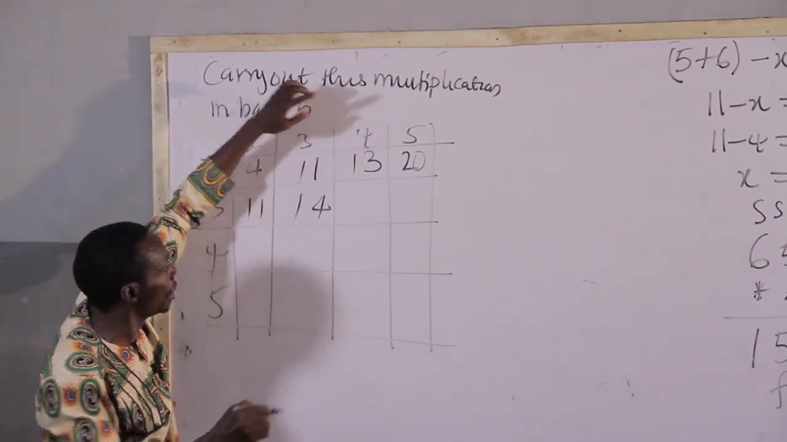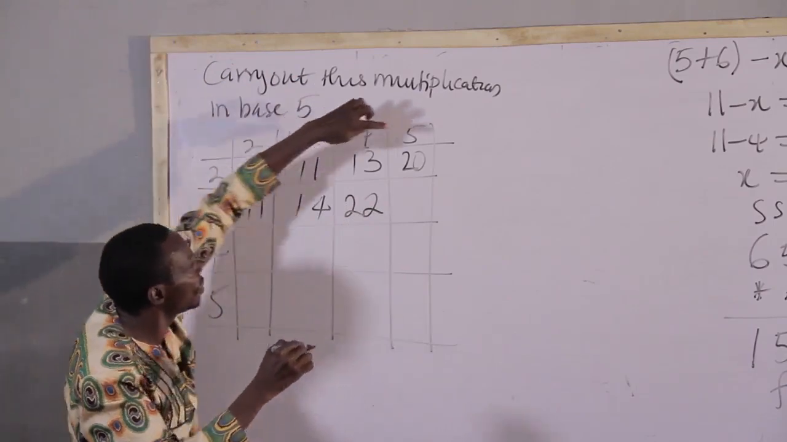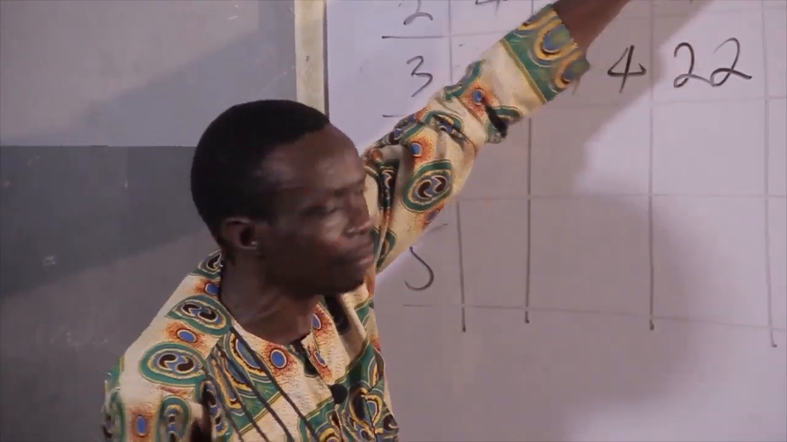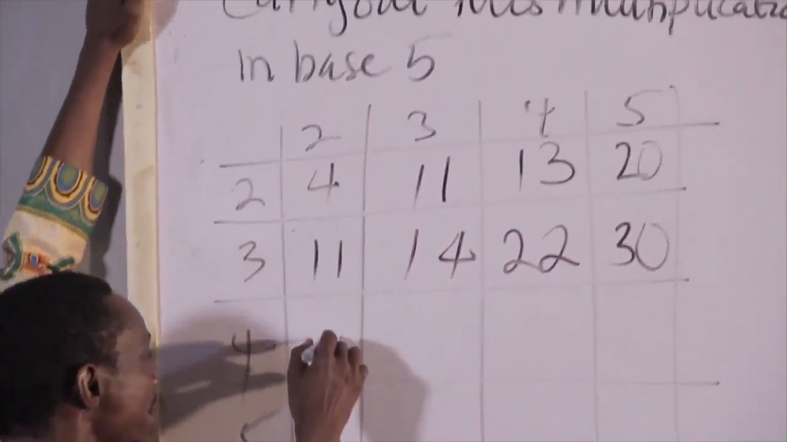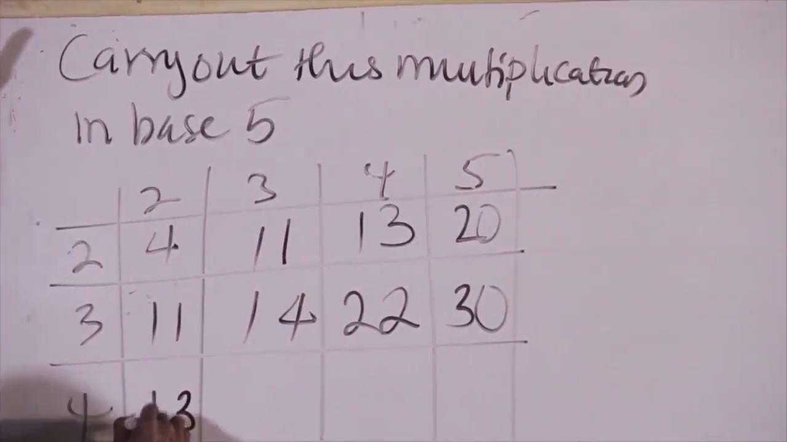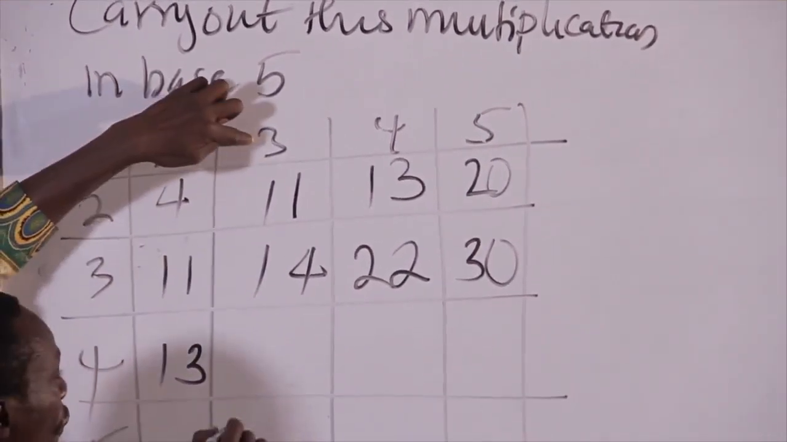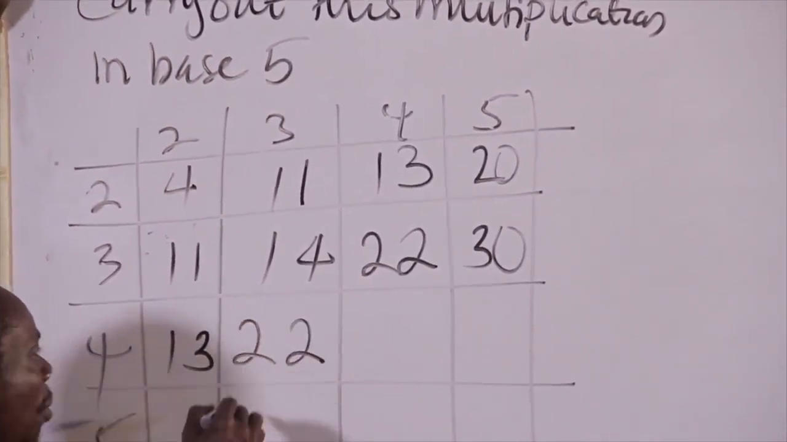5 in 12, 2 remainder 2. The remaining number of times at the back. 3 times 5 is 15. 5 in 15, 3 remainder 0. Put 3 here. 4 times 2 is 8. 5 in 8, 1 remainder 3. Put 1 here. 4 times 3 is 12. 5 in 12, 2 remainder 2. The 2 here, the number of times I can go.